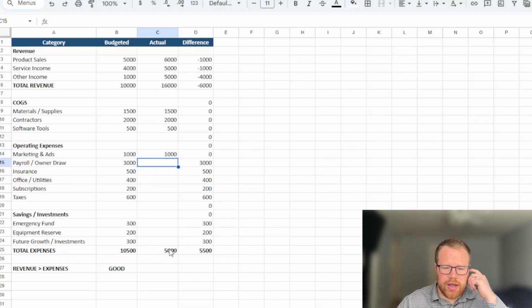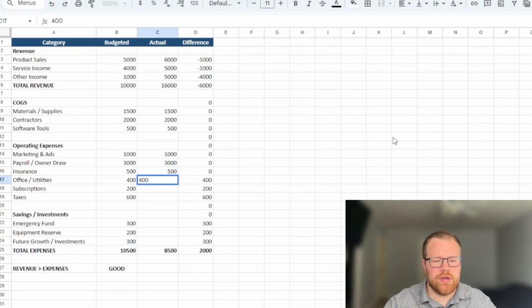Okay, and right here, I'm looking at our running totals here, okay? Payroll, 3,000. And you can input these numbers on a week-by-week basis, too, to really help you shore up what your actual spends and revenues are going to look like. Okay, this is a simple spreadsheet. Insurance, office utilities, subscriptions, taxes. Maybe our taxes are a little higher, right? Because we're bringing in more revenues. So maybe it's like 50% more. Maybe it's 900 instead of 600.